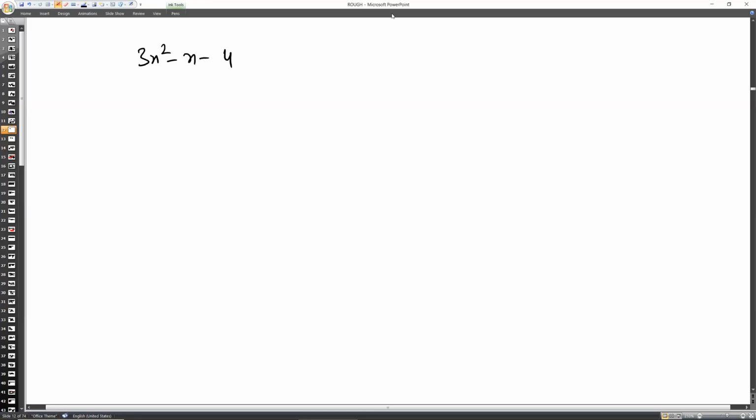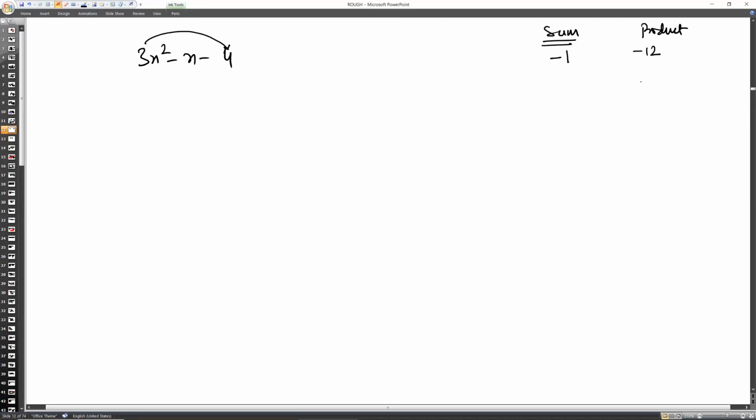So again you have to multiply these two terms. What are you going to get as the product? Minus 12. Okay, the product is minus 12. And the sum is minus 1.